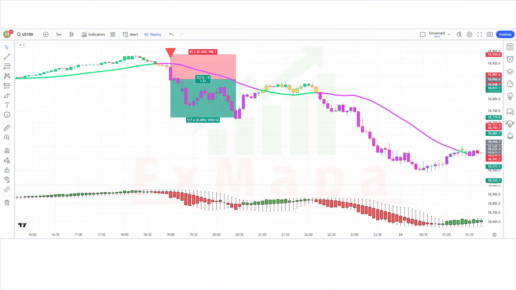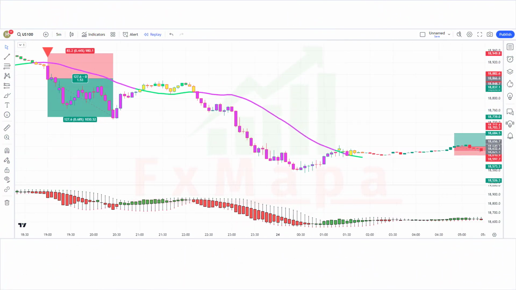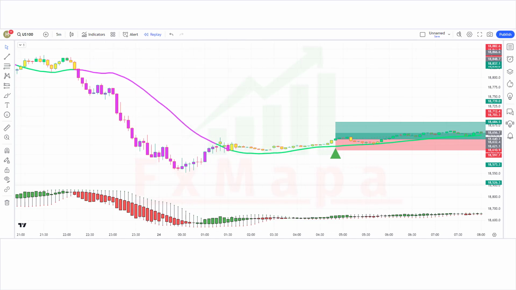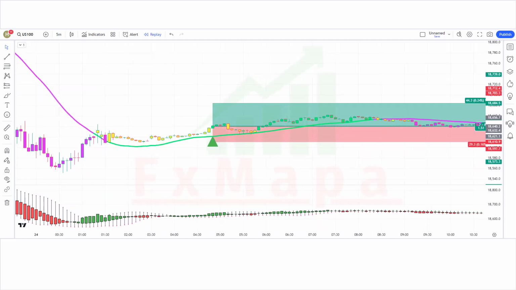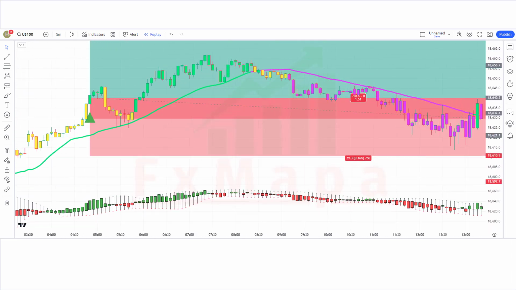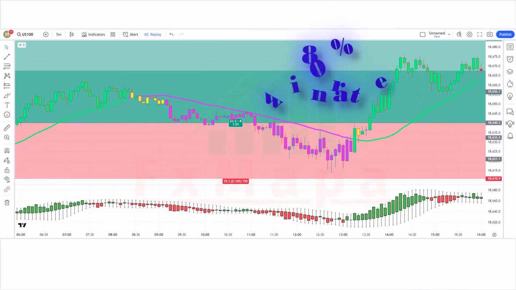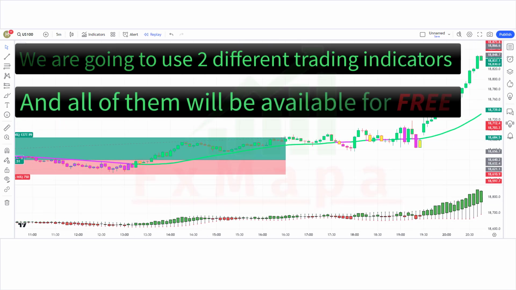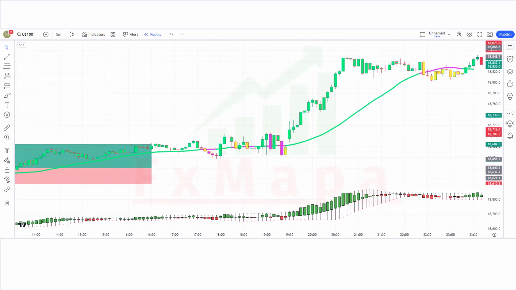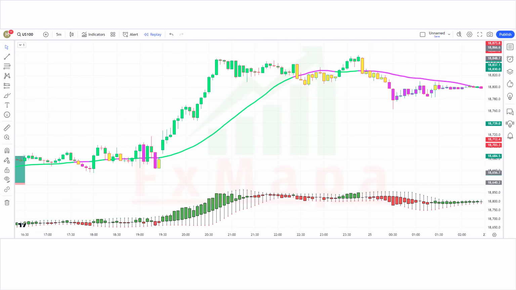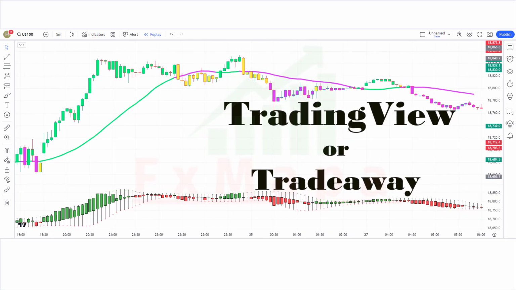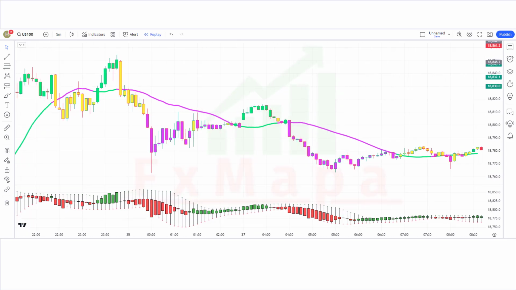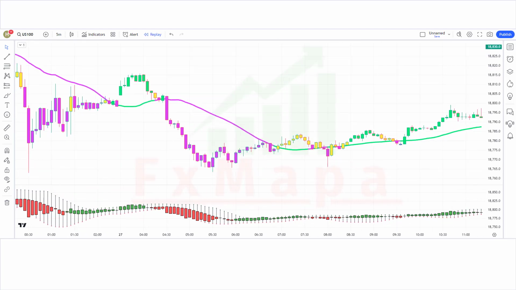On this channel we always come up with new profit-making trading strategies which have a huge success ratio. This simple trading strategy has more than 80% win rate. We are going to use two different trading indicators and all of them will be available for free. You can find these indicators on any platform, whether you are using Tradingview or TradeAway. Whatever it is, you can find it for free there.